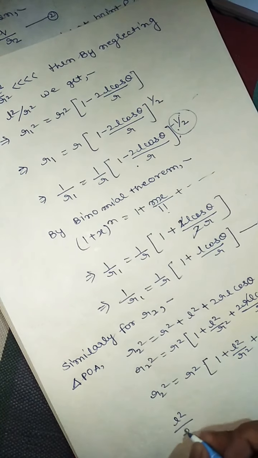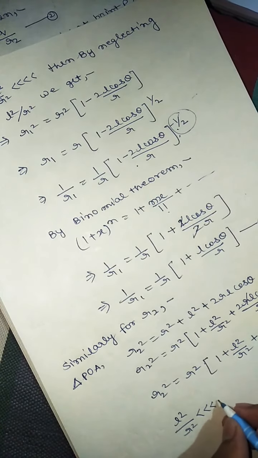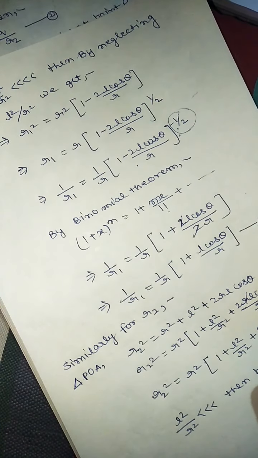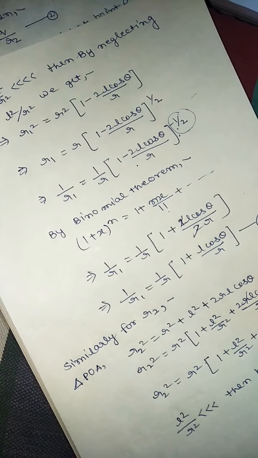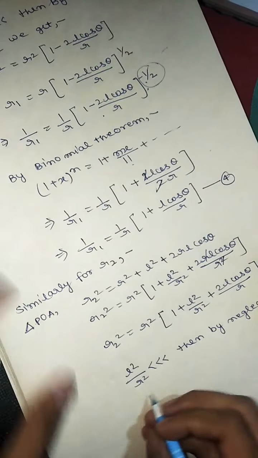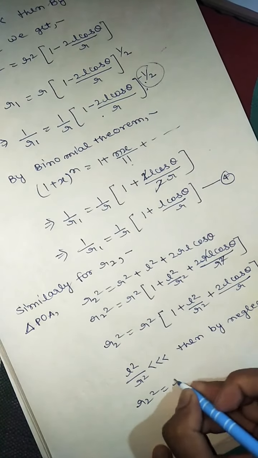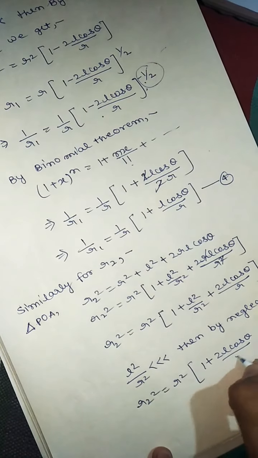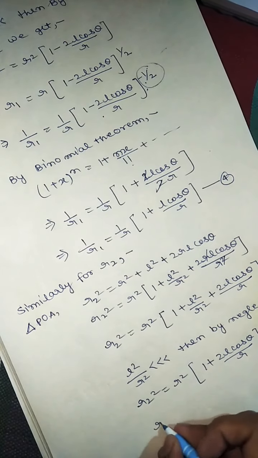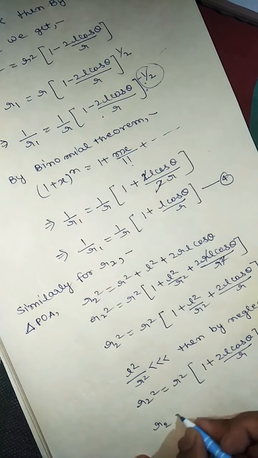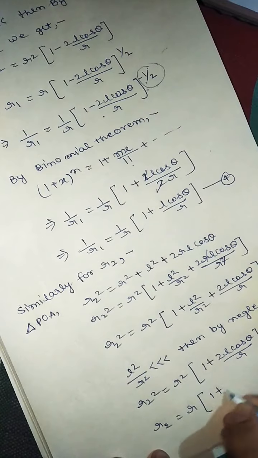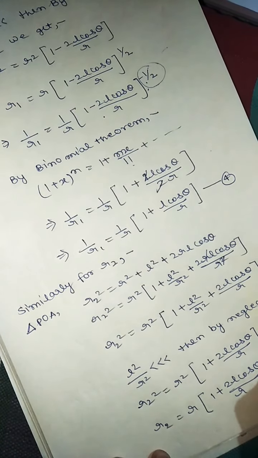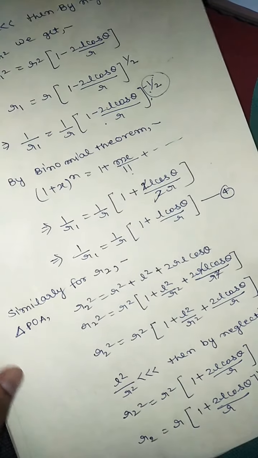Then L square upon R square would be much smaller, then by neglecting it, what we are getting, that R2 square becomes R square 1 plus 2L cos theta by R. We are taking under root both the sides, then R2 becomes R 1 plus 2L cos theta upon R power 1 by 2. Under root means power 1 by 2.